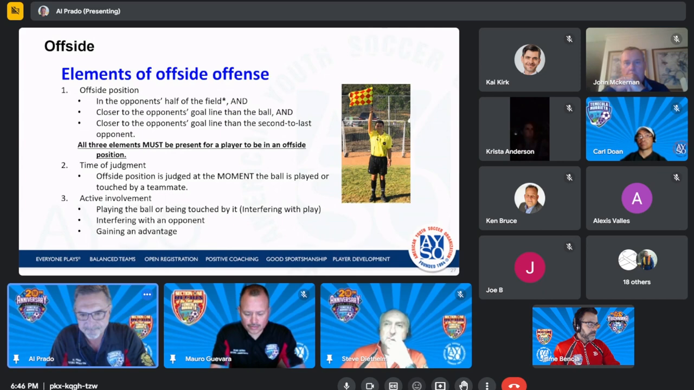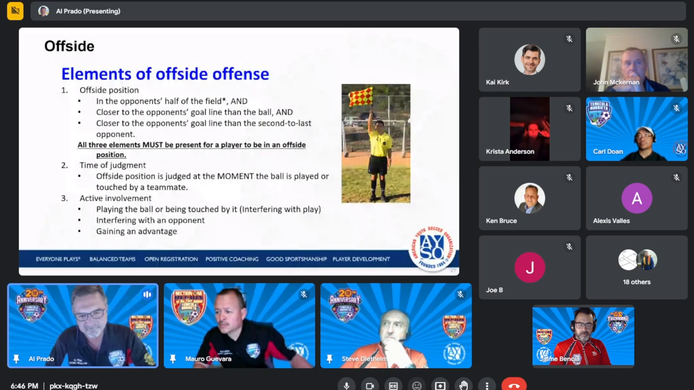Or they gain an advantage from it, meaning if the ball hits off the goalpost, didn't touch anybody, and they were in offside position when the ball was kicked, that's gaining an advantage from it. Very, very high level, but any questions?